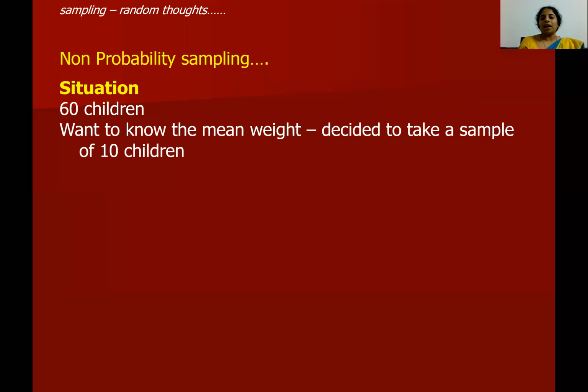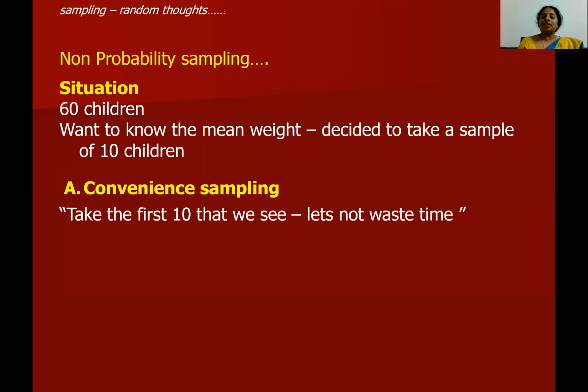The situation. There are 60 children. I want to know the mean weight of the 60 children. So I decided to take a sample of 10 children. So what can I do? In convenience sampling, I take the first 10 that we see. Let us not waste time. Let us take the weight of the first 10 children I see, and I'll take the mean. I'll find the mean weight from those 10 children. Okay. So that is called convenience sampling.